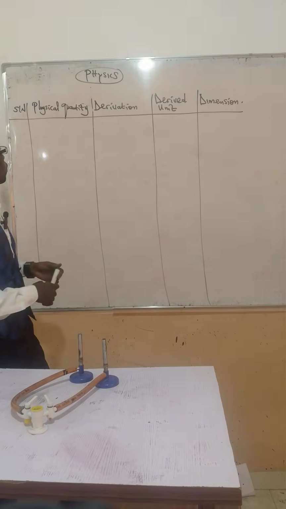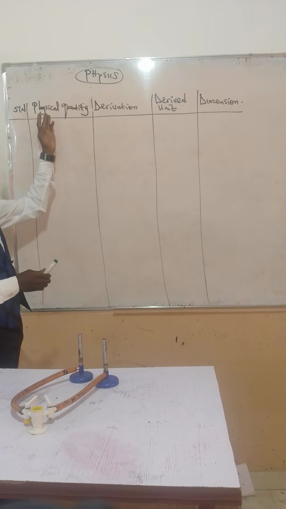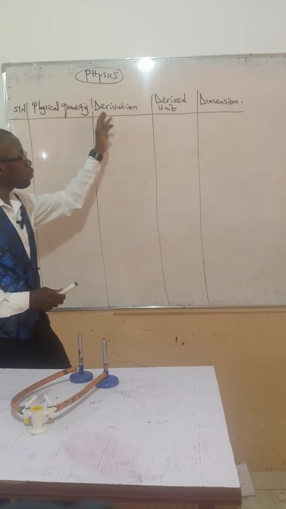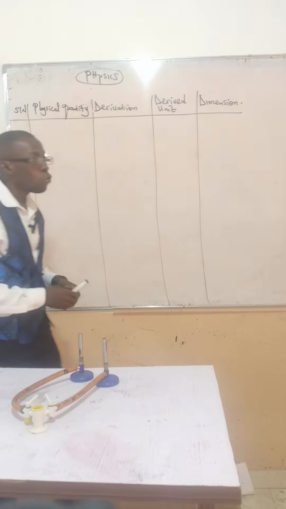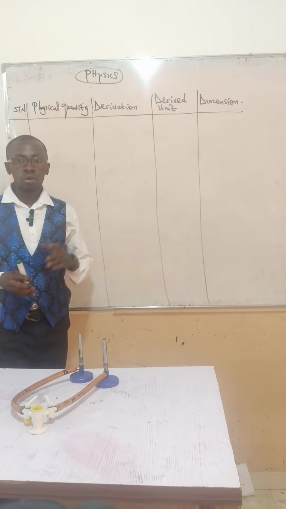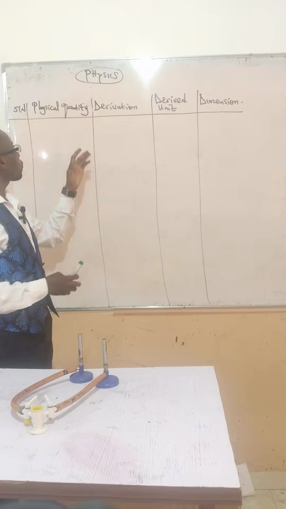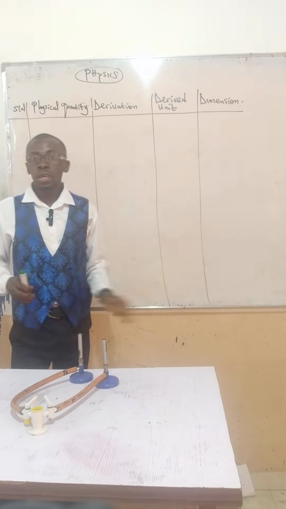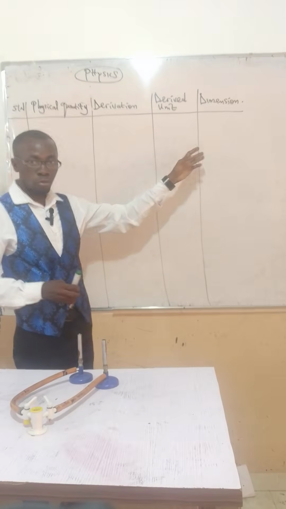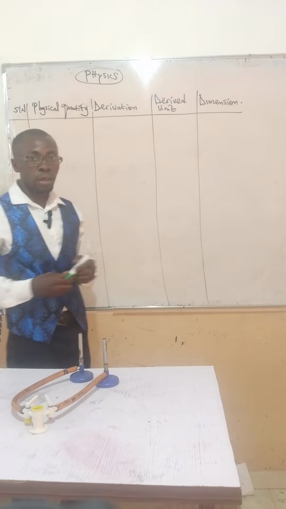So on the board here, you have serial number, physical quantities, derivations, derived units, and dimensions. We're going to pick those physical quantities one after the other. We'll get their derivations. How do we come up with their units? Then what will even be their dimensions? Sit back and relax and let's take this.